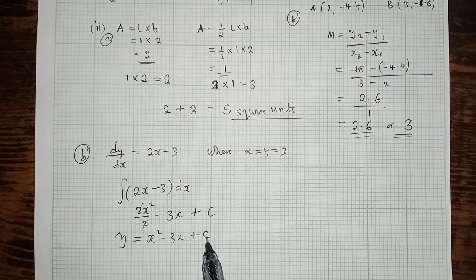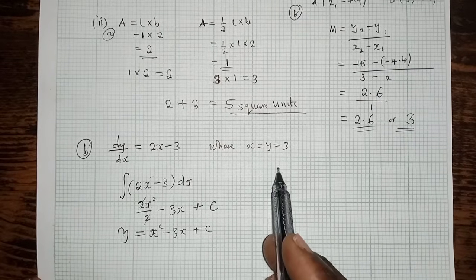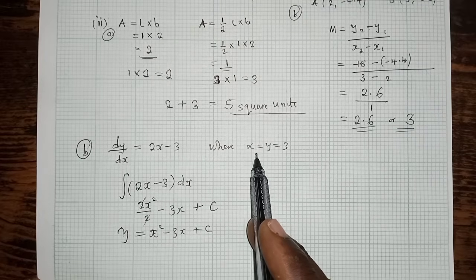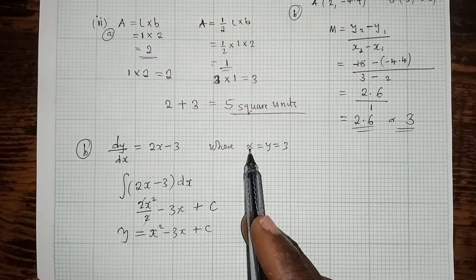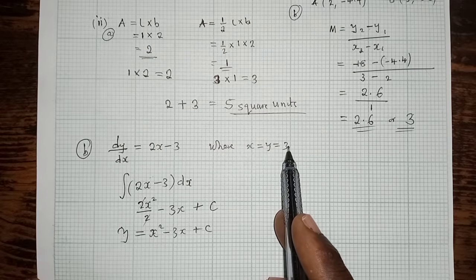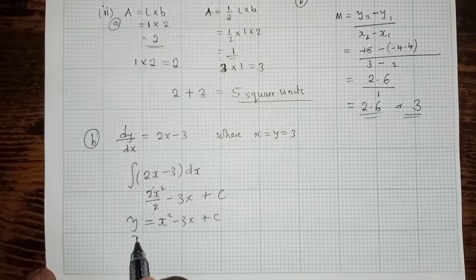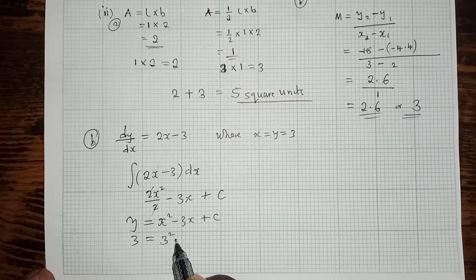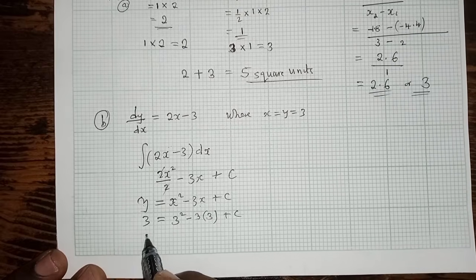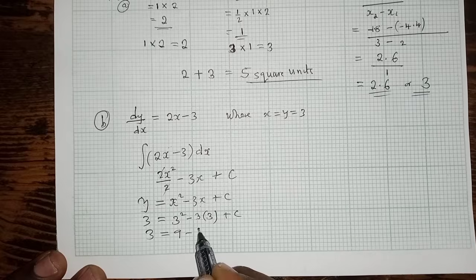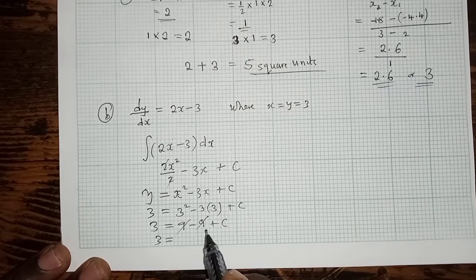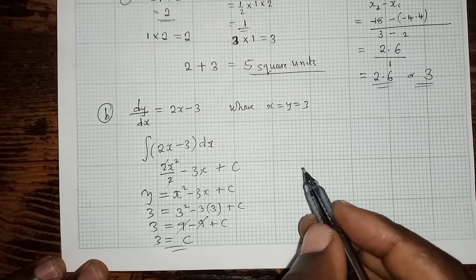Now we need to find the c. So what is our c? Our c will come from putting these 3 where x is and y is, because they have said x is equal to 3 and y is equal to 3. So these things are equal. Here we're going to put a 3 for y and a 3 where x is, plus c. So we solve. We have 9 minus 9 plus c. This and this will cancel. We'll remain with 3 is equal to c. So our c is 3.